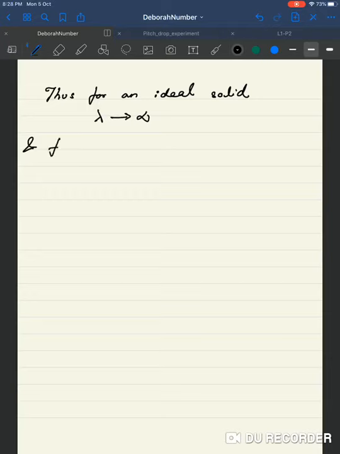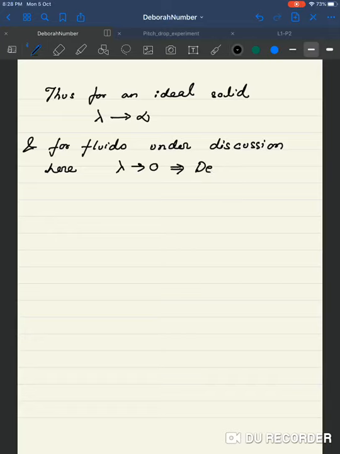And for fluids under discussion here, lambda is tending to 0, which means that the Deborah number is tending to 0. Okay? So that's the kind of fluids we are interested in. Basically, the physical implication of this is that when we are applying a shear force, the fluid sort of flows instantaneously.